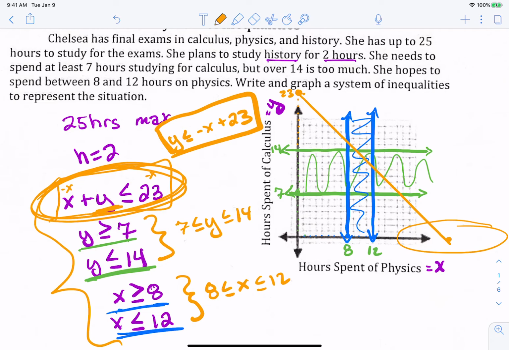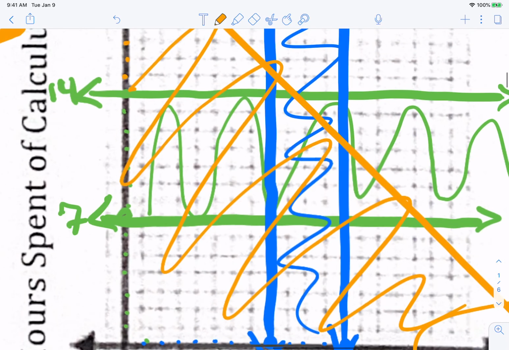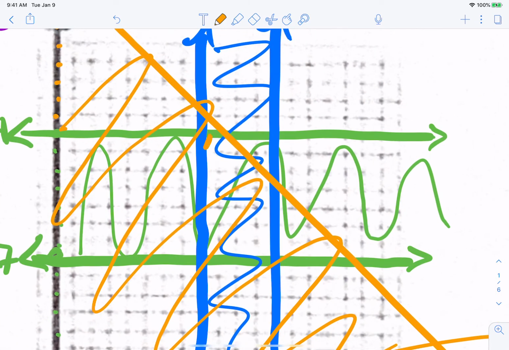Now, y has to be, oh shoot, that was a solid line. I did that right? Yes. It has to be what? Backwards. Less than, which means below. So which region is shaded three times? The blue one. Right here, this region.